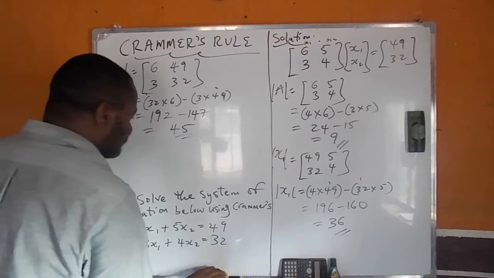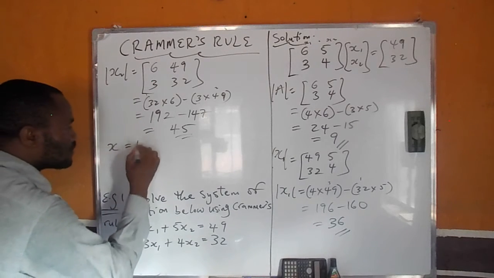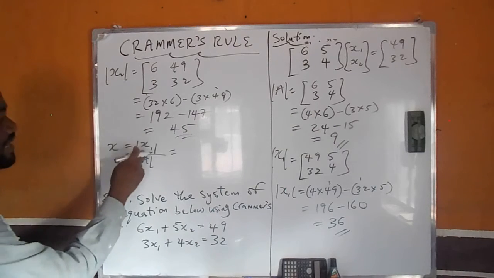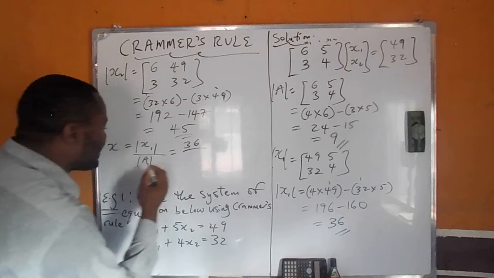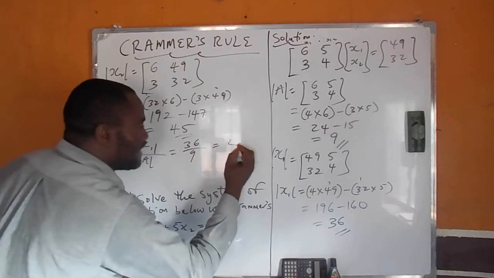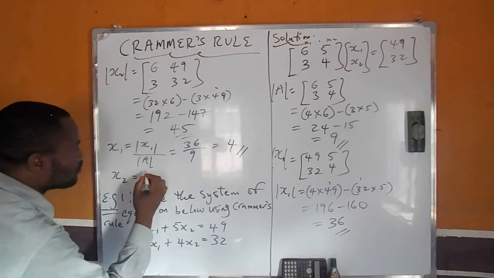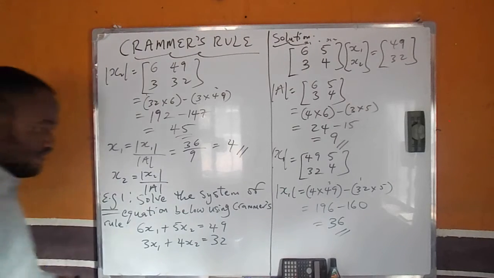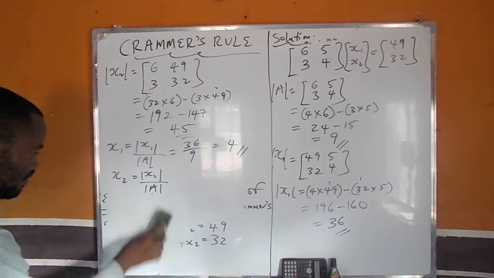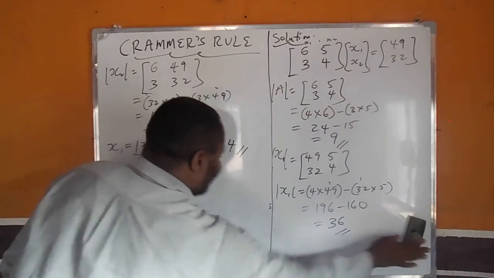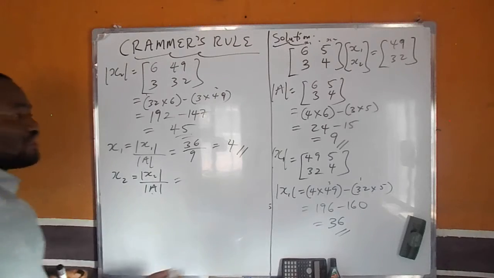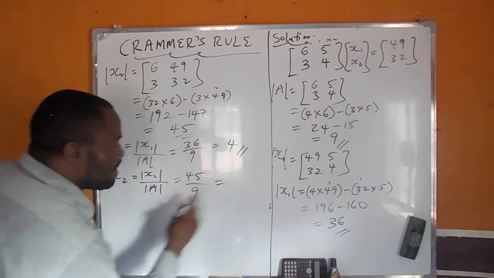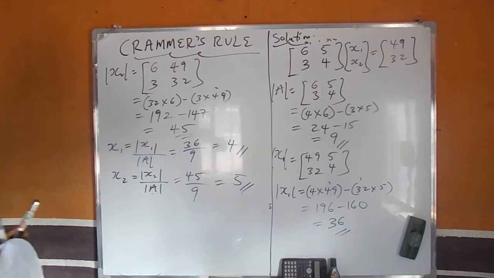So we can now say that x1 equals the determinant of x1 all over the determinant of A, which is 36 divided by 9, which equals 4. While our x2 equals the determinant of x2 all over the determinant of A, which is 45 divided by 9, which gives us 5. So this is our answer for x1 and x2.